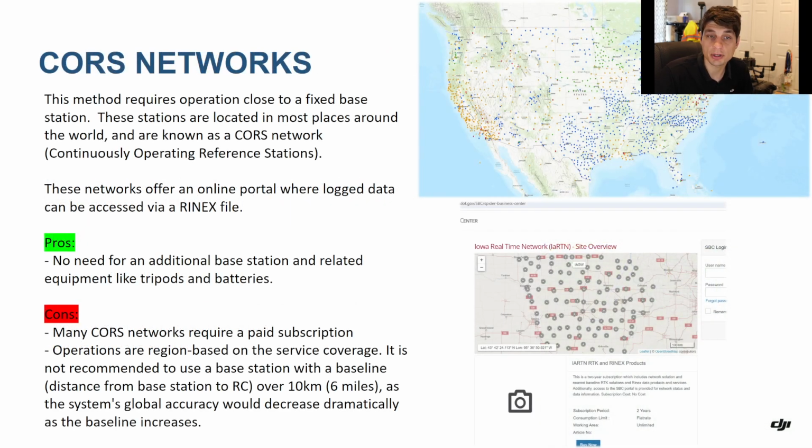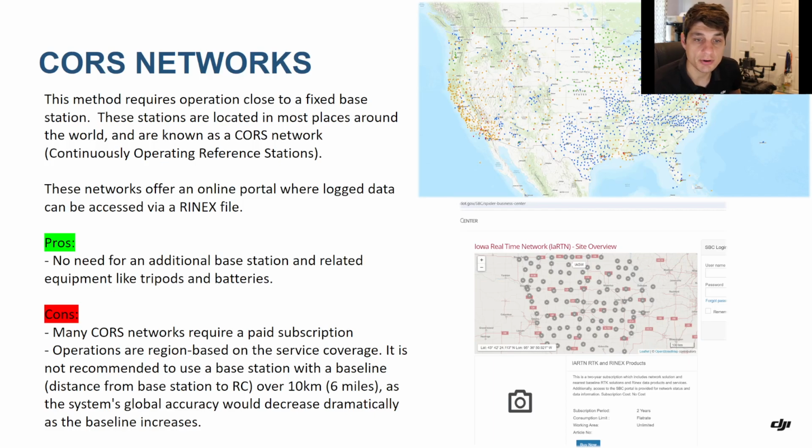So with CORS network, this method requires operation fairly close to a fixed base station. These stations are located most around the world and are known as CORS networks. These networks typically offer an online portal where log data can be accessed via a RINEX file. So you will go in, put in the time that you were surveying with your drone. Typically you will add additional time previous and at the end of the mission. Then all of those corrections you can download from a server, and then that file will be important for doing the post-processing with matching up.